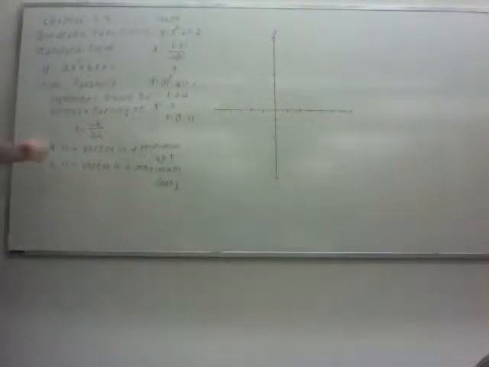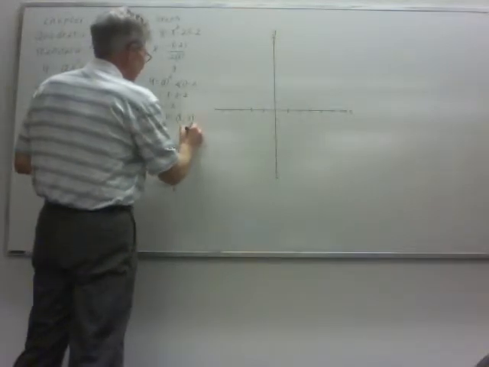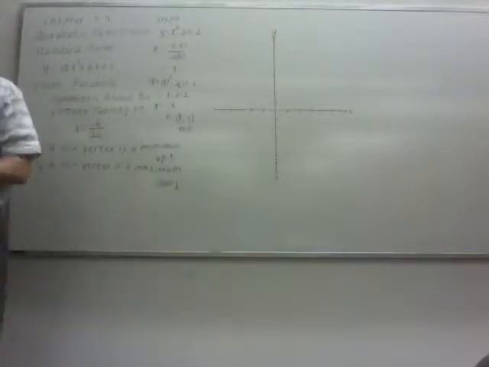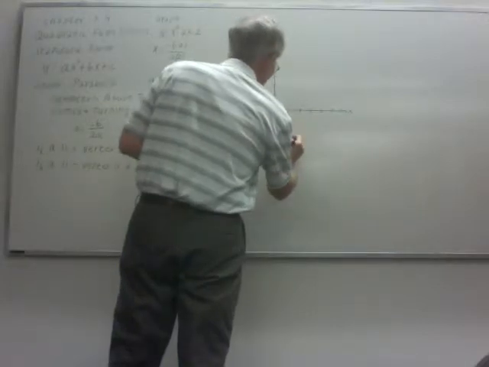Is it a maximum or a minimum? It's a minimum because a is positive. So that means that this vertex is a minimum and my parabola is going to open up. The next thing that you do is you put your vertex on the graph. So I've got 1, negative 3, which is located right there.